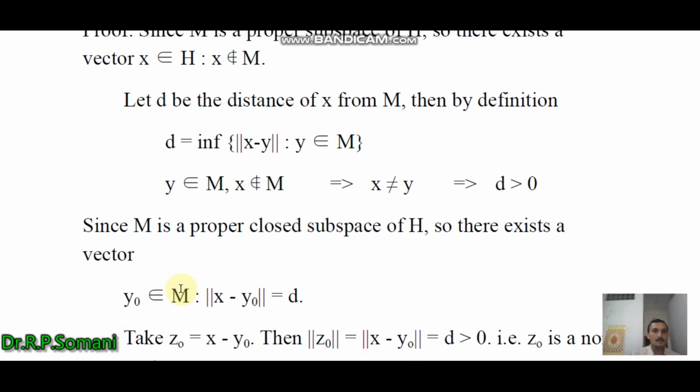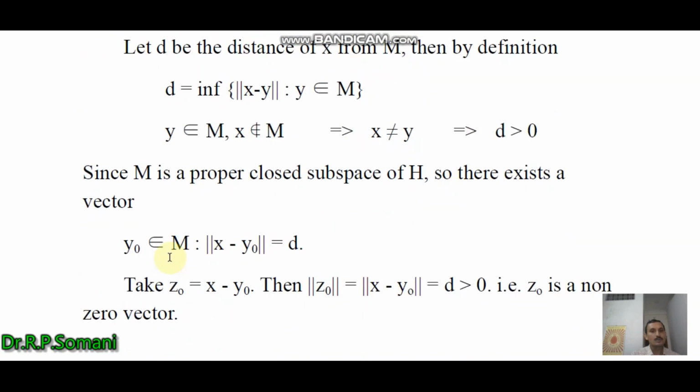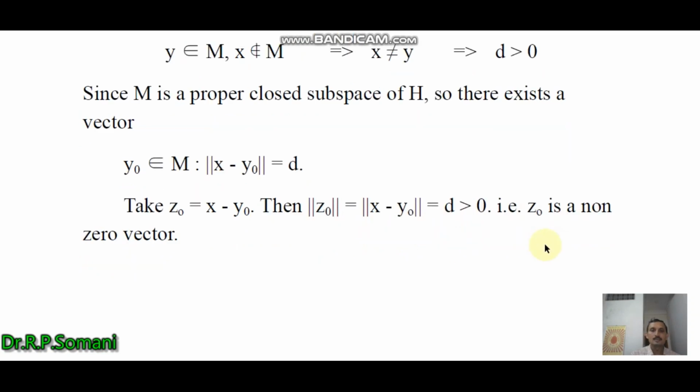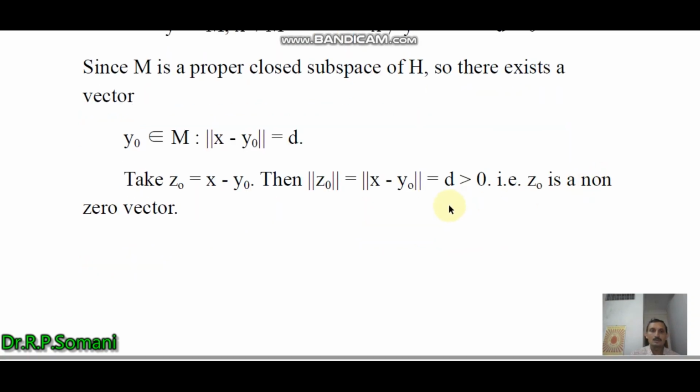Now since M is a proper closed subspace of H, there exists a vector y0 belonging to M such that the norm of x minus y0 equals d. So now we take z0 equal to x minus y0. Then the norm of z0 equals the norm of x minus y0, which equals d, that is, z0 is a non-zero vector.